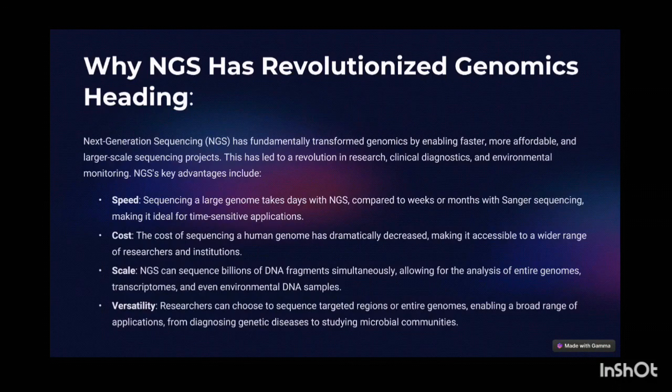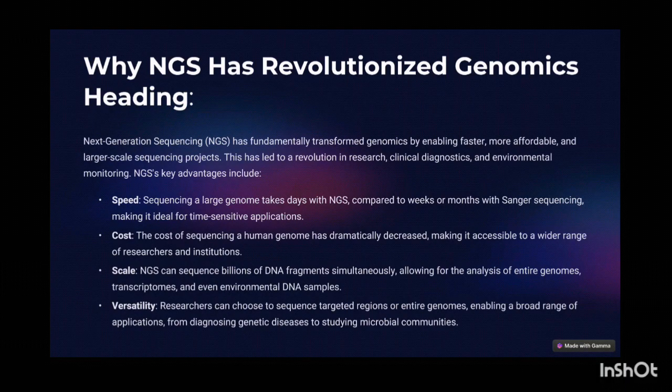So today, thanks to NGS, it costs around $1,000 or less to sequence a full human genome. This drastic reduction in cost has made genome sequencing accessible not only to large research institutes but also to hospitals and even individual customers.